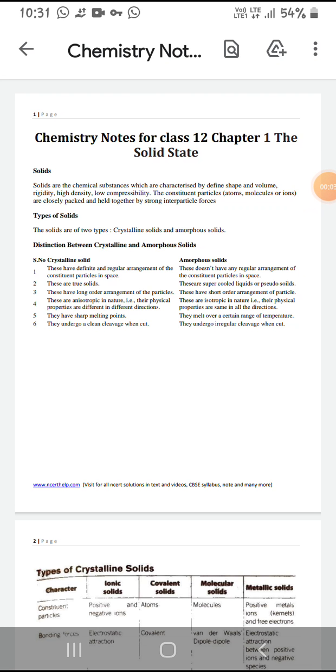So today I'm going to explain your 12th standard chemistry first chapter, that is solid state. As you know, solids are chemical substances which are characterized by defined shape and volume. There are two types of solid, that are crystalline solid and amorphous solid. Let us see the difference. They may ask this for 2 to 3 marks in your final exam.